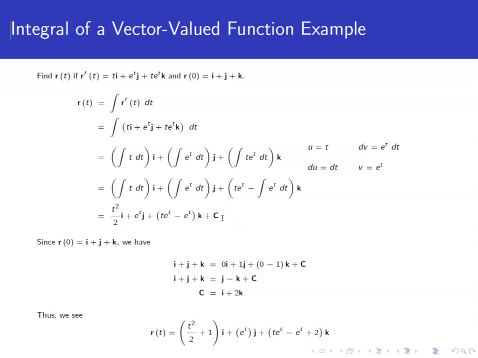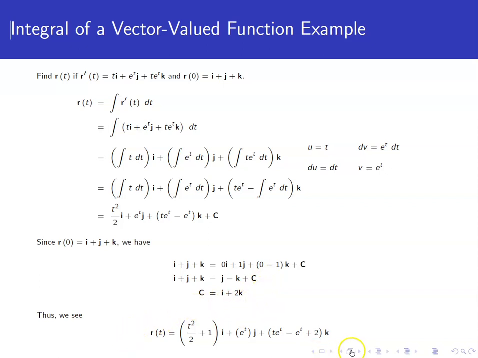We want to figure out which constant allows us to satisfy the condition that r of 0 equals i plus j plus k. When we plug in 0 for t, we're supposed to get out that vector. So when we plug in 0 for t into the function we just found, we'll get 0i plus 1j minus 1k, and then we still have the plus c. So I have an equation to solve. We've got i plus j plus k equals j minus k plus c, or the c must be i plus 2k, solving for c.